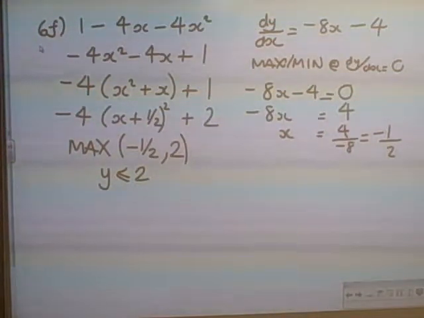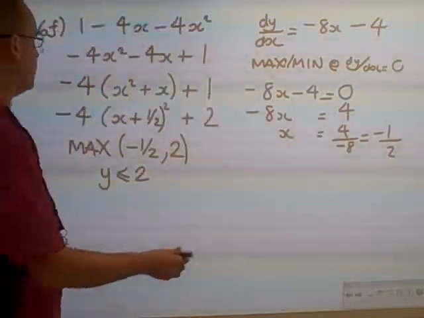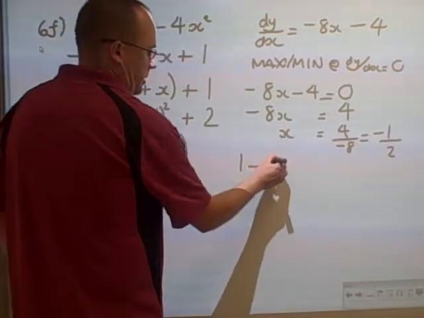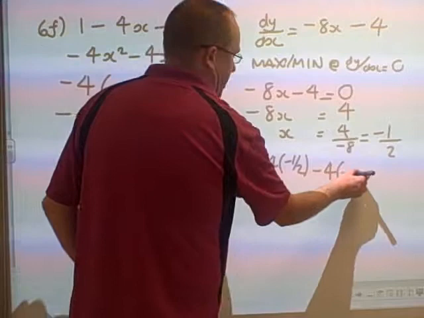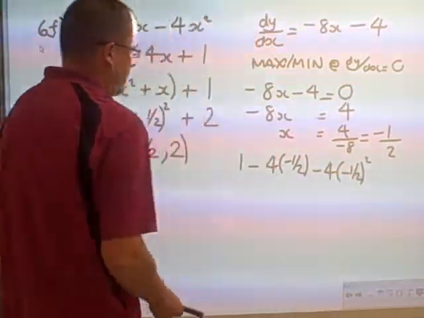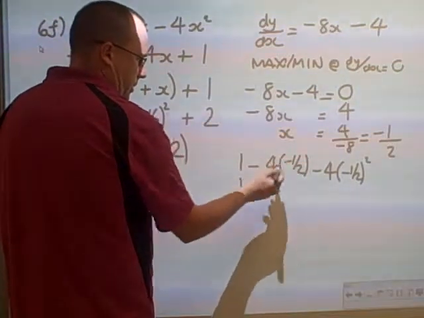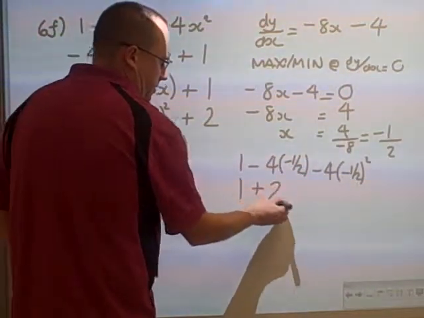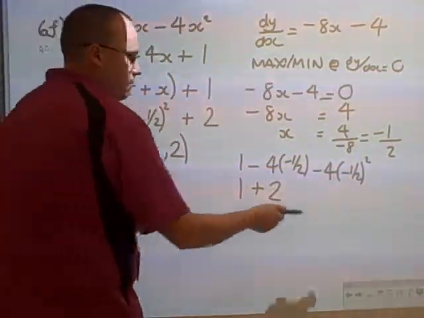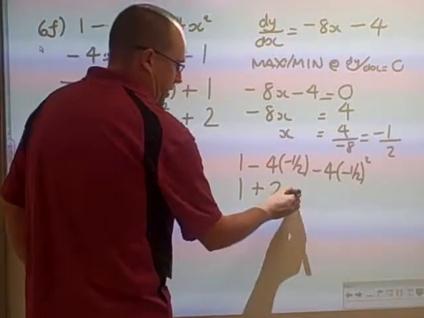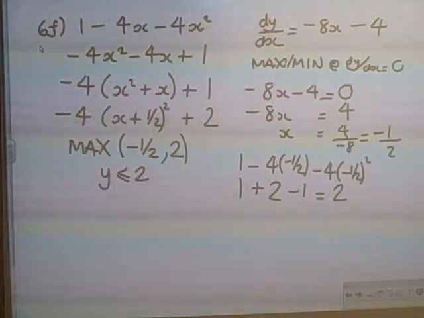To find the y value, we're going to need to plug back into this formula up here. So we've got 1 minus 4 times -1/2 minus 4 times (-1/2) squared. I'm just going to be very careful with all these negative signs here. 2 negatives here are going to make a plus. 4 times 1/2 is 2. (-1/2) squared, order of operations, is +1/4. Times by -4 is -1. So that equals 2, which is also what we found over here.